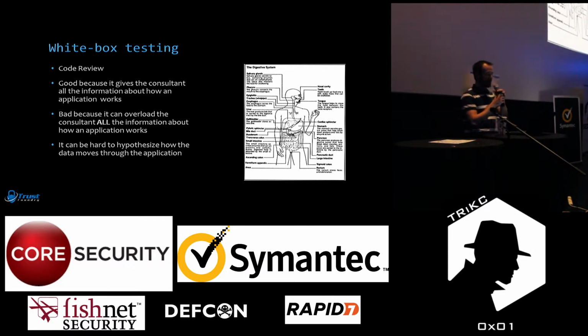Compare that with white box testing. This is things like code review or design review. This is good because it gives the consultant all the information about a system, but it's bad because it can kind of overwhelm the consultant with information. And it's hard to hypothesize how things will work on the network layer or the platform layer or the application layer. I use the analogy of trying to figure out how a digestive system works based on looking at a picture. So you can look at a diagram, but it's not going to tell you if there's a vulnerability or if the system's broken somewhere.